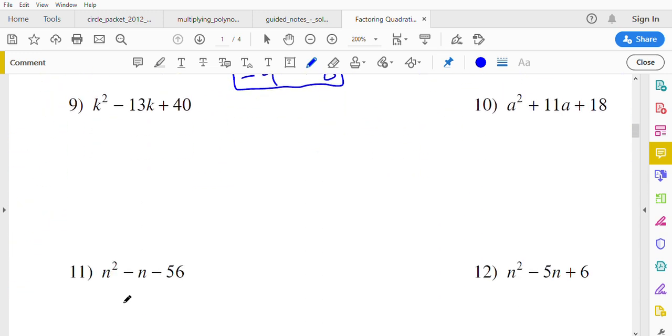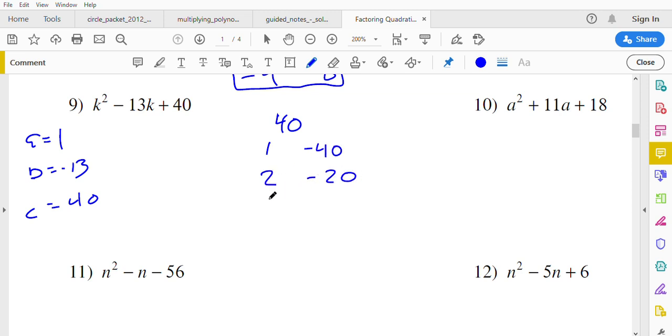Okay. So continuing, we got a is equal to 1, b is equal to negative 13, c is equal to 40. So a is equal to 1, so we can continue. We're looking for factors of 40 that add up to negative 13. So the negative will have to be the bigger number. So 1 times negative 40, 2 times negative 20, 4 times negative 10, 5 times negative 8, and we can stop right there.